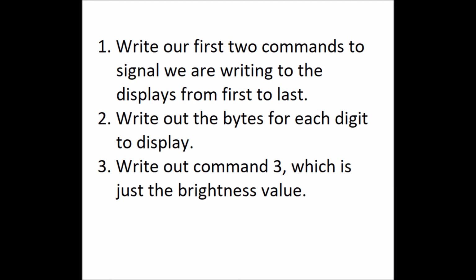That may have been a lot to take in, so for a quick recap ignoring the specifics, first, we write our first 2 commands to signal that we are writing to the displays from first to last. Second, we write out the bytes for each digit to display. And lastly, we write out command 3, which is just the brightness value.